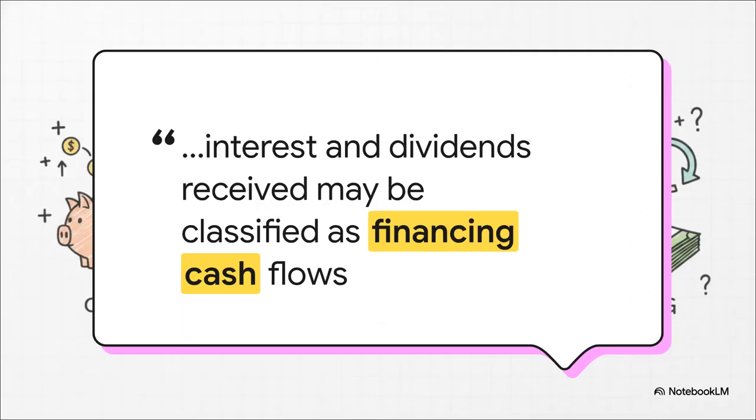And the logic for this flexibility is baked right into the international accounting standards themselves. Paragraph 33 of IAS 7 explicitly states that these items may be classified as financing and investing cash flows because they are, quote, costs of obtaining financial resources or returns on investments. I mean, the official logic is perfectly sound, right? Paying interest really is a cost of financing your business, so why not put it in the financing section?